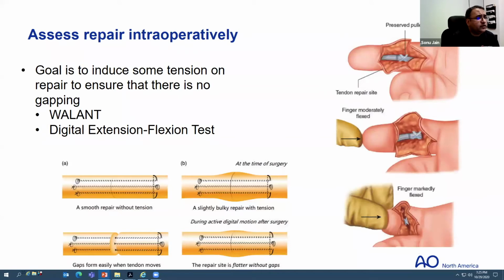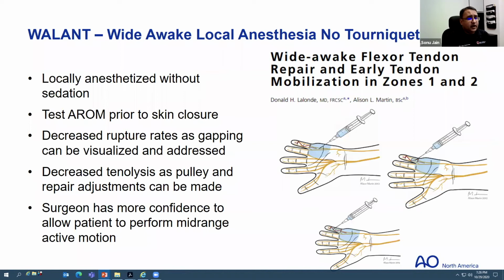So you also want to assess your repair intraoperatively. You want to evaluate this, and what we've been doing more so is WALANT, and I'll go over that in the next slide. Also you can do this digital extension flexion test to evaluate gliding intraoperatively as well. I really like trying to do a lot of my flexor tendon repairs under wide awake local anesthesia, or if they can't tolerate that, with sedation and local, and then wake them up and have them do intraoperative motion testing. So WALANT is, if you haven't heard of it, you should make yourself aware of it.